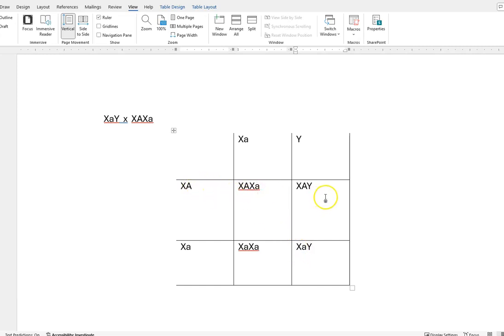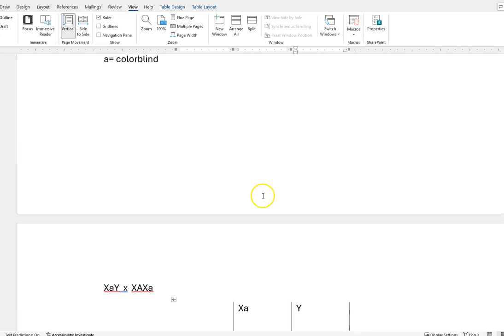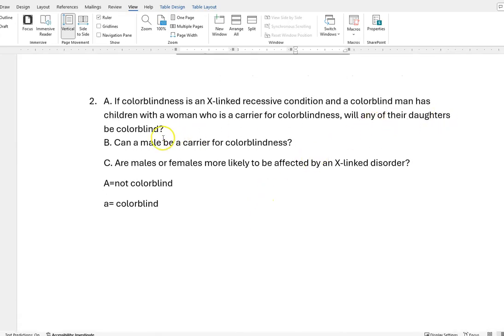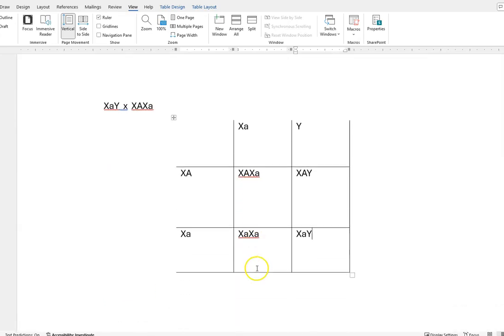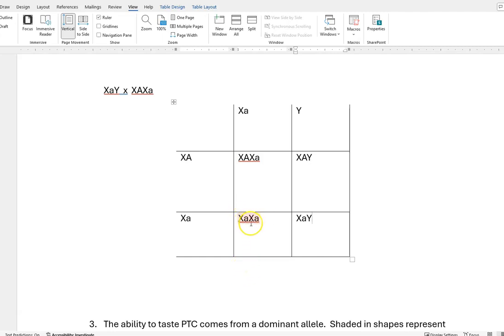All right, so what we see here is out of the daughters, because our question is asking, will any of their daughters be colorblind? So yes, we do have a colorblind daughter right here. Since it's recessive controlled, she has to have 2 recessive alleles or be homozygous recessive for colorblindness. So out of the daughters, 50% of the daughters will be colorblind in this case.